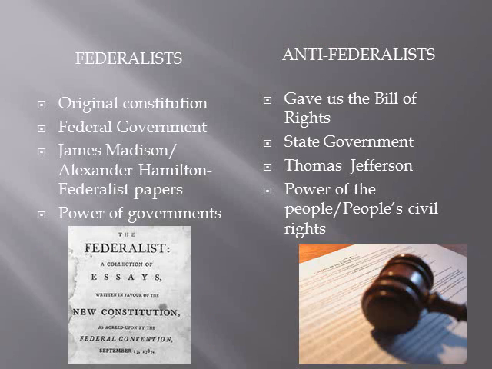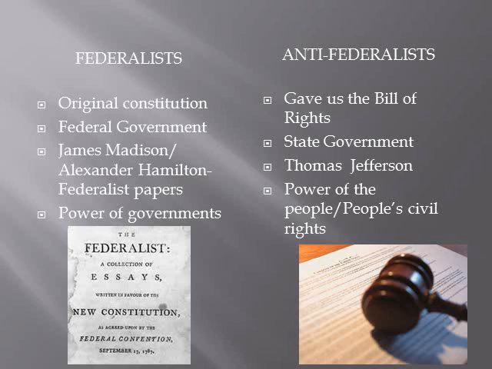Now we're going to be talking about the Federalists and the Anti-Federalists. The Federalists favored the Constitution, and they favored greater federal government control. Alexander Hamilton and James Madison wrote the Federalist Papers to advertise why the Constitution was beneficial to the people. The Anti-Federalists gave us the Bill of Rights, which are the first 10 amendments in the Constitution, and they are powers that protect us from the government.